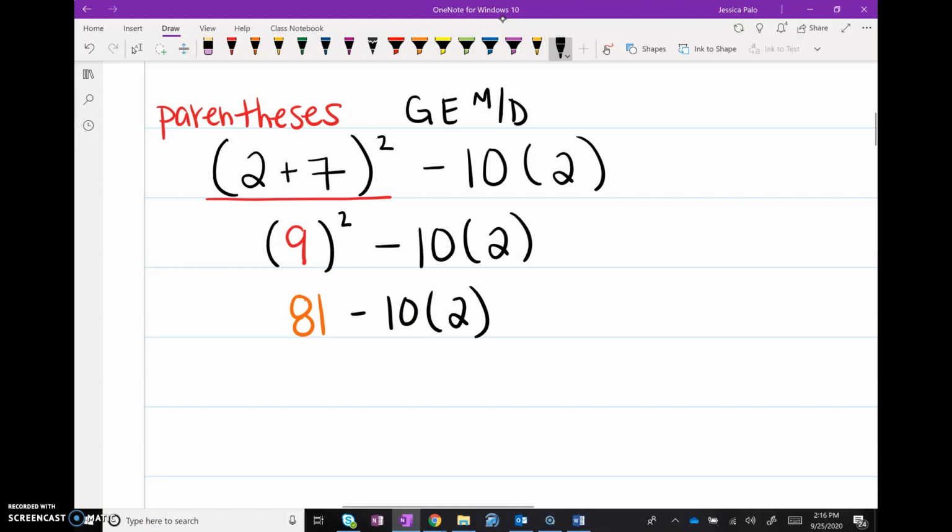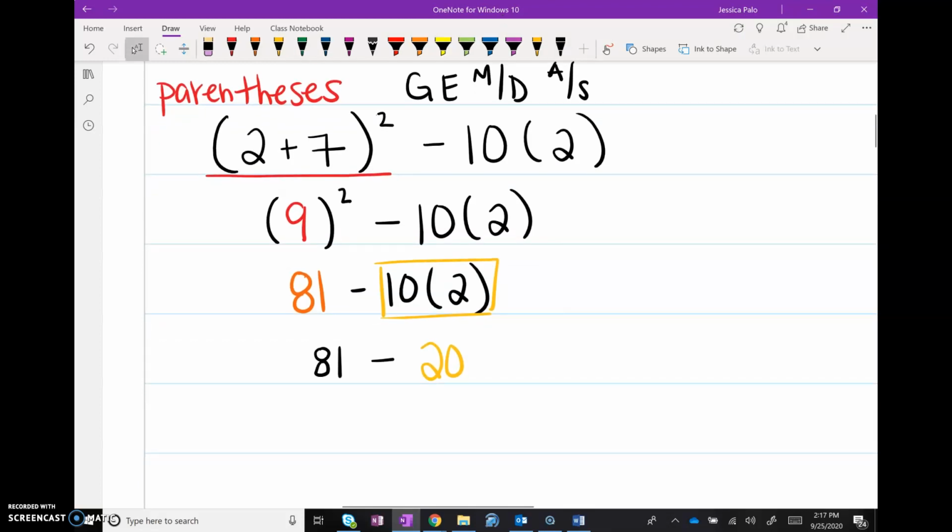D, multiplication or division. Starting on the left, do we see any multiplication? We do. Multiplication right here, 10 times 2, which equals 20. And now we bring down the rest of the expression. There's no more multiplication and there is no division, so we move on to addition and subtraction. I don't see any addition, but our last step is subtraction. 81 minus 20 is 61. So your final answer is 61.